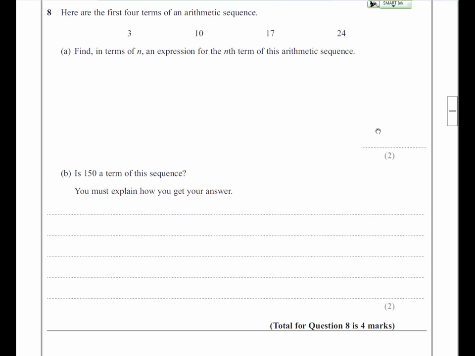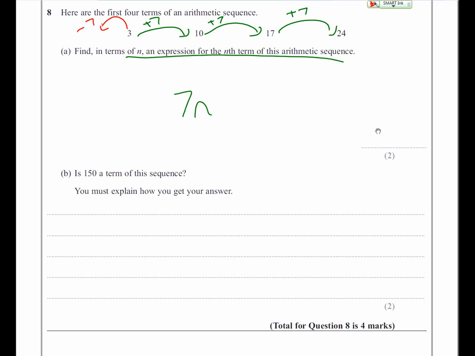Question 8. Here are the first 4 terms in an arithmetic sequence. That means you're adding something on each time. What's this mystery number we're adding on each time? 3 to 10, you add 7. Add 7, add 7. Find in terms of n the expression for the nth term. Trick is, because you're adding 7 each time, you put 7n, and then you hop back, you go back to what the term before would have been. So that's going to be -4, because you're on your number line, you're on 3, and you go back 7, you get to -4. So that means that you put a -4 here.